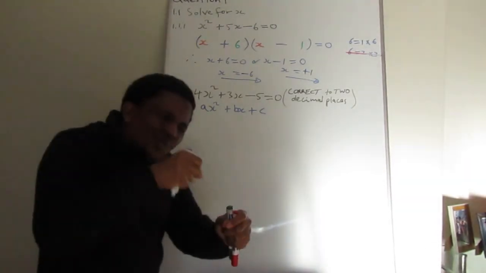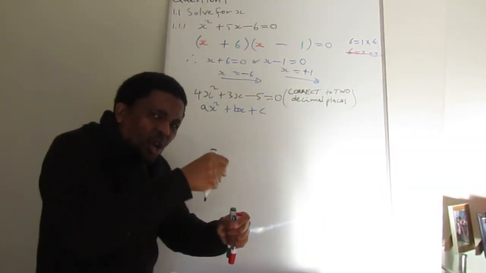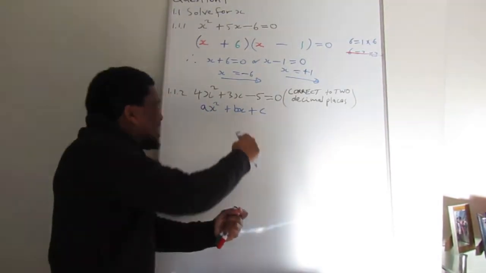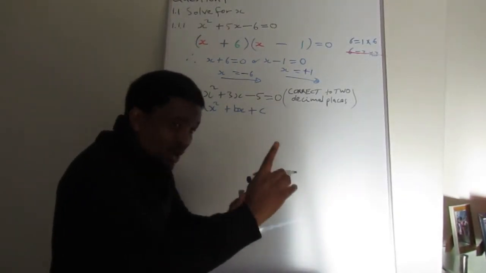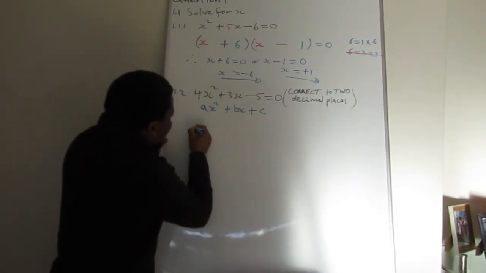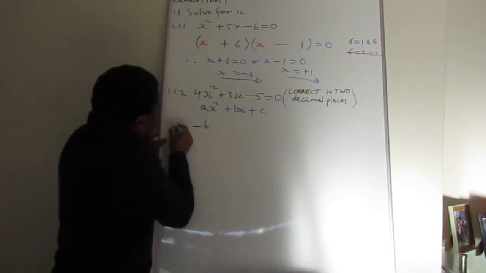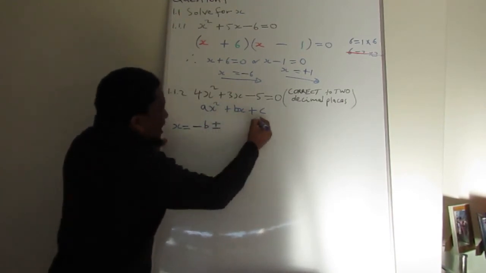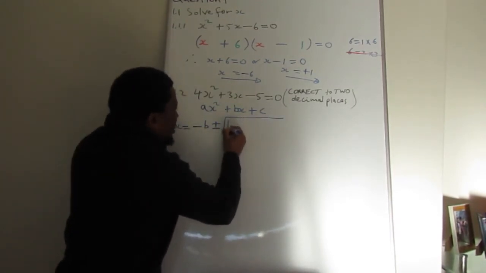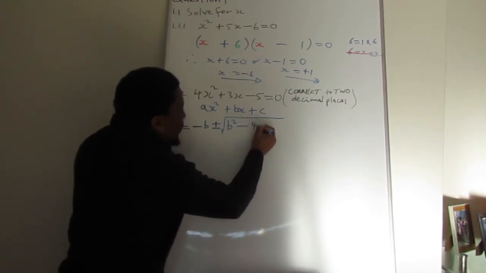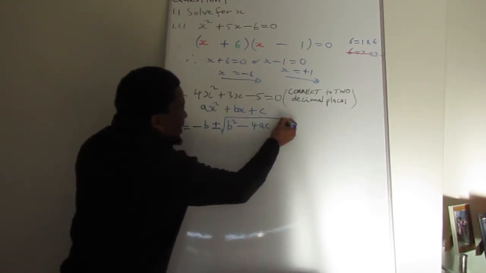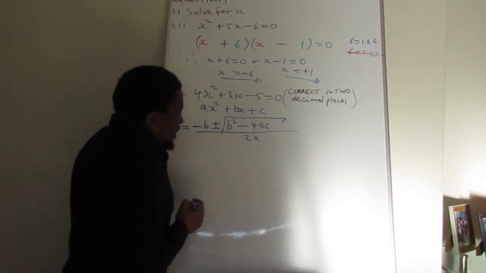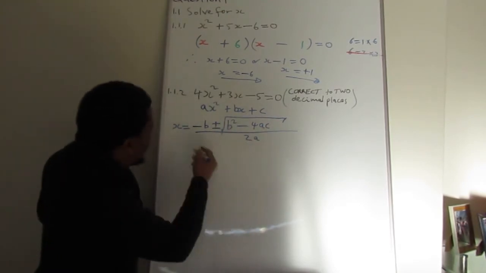Now, what is the formula that we use to find our roots when we are given an equation that cannot be factorized? This is the equation: x is given by negative b plus or minus the square root of b squared minus 4 times a times c, all over 2a. That is beautiful. Then you can simply substitute.